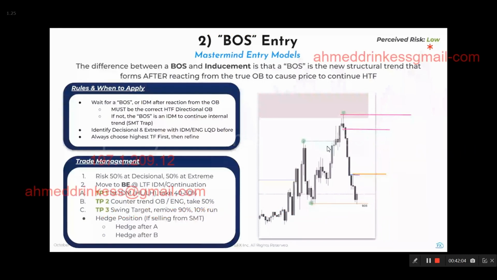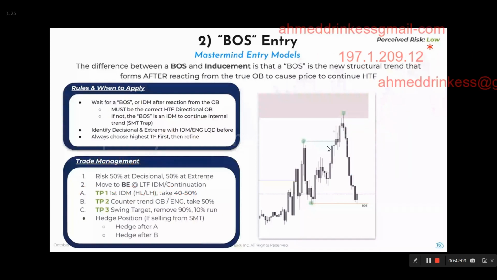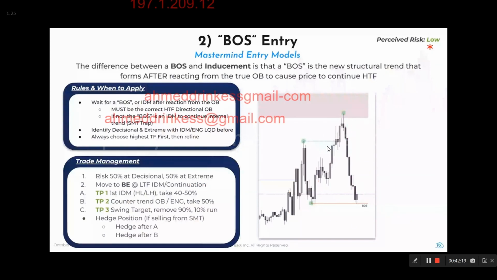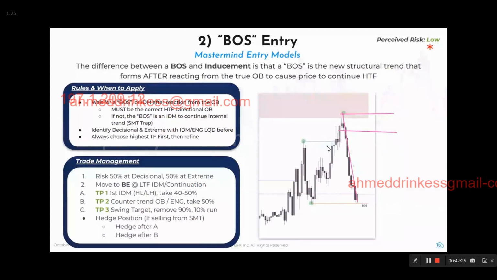We do not have an inducement. Correct. We do not have an inducement in this case. Do we see any structure? I wouldn't overcomplicate it. I wouldn't even say a lower high, lower low. That's just a single candle, guys. If there is no inducement, and this is our order block, there's no inducement over here. There's also no engineered liquidity.